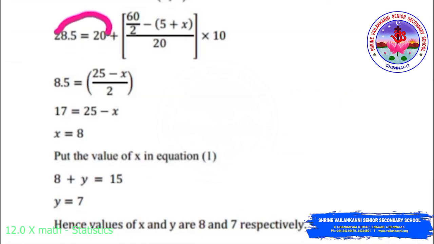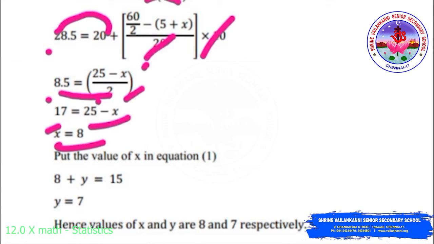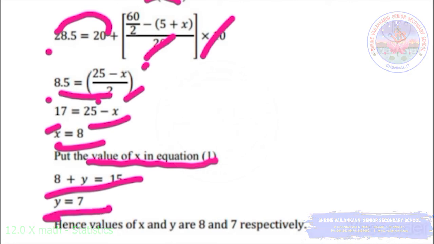Bringing this 20 to the other side, it gets subtracted from 28.5. x is equal to 25 minus 17, which is equal to 8. Now put the value in x plus y is equal to 15, where we got 8 plus y is equal to 15. y is equal to 15 minus 8, which is equal to 7.